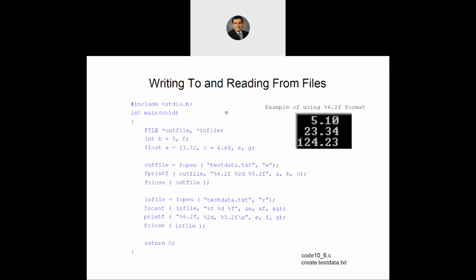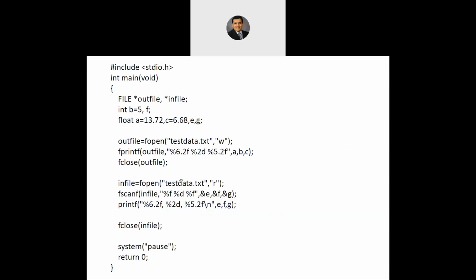In this program, I am writing and then reading from a file. Remember, always you have to first write and then you have to read. First writing should happen, then reading. So look over here. It's the same program. I've made it bigger. I create two file pointers, outfile and infile. Two file pointers, okay? And I create other variables as well. Now, my outfile pointer is associated with testdata.txt in the write mode.